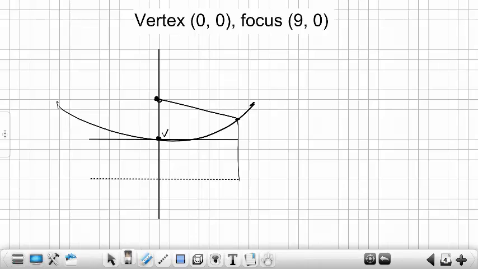Okay? Now I went too wide. Now I went too wide. Right? But it's going to be somewhere in between there. So by knowing where my focus and my directrix are, I can tell the farther my focus is away from my vertex, the wider that parabola is going to be. The closer my focus is to the directrix, to the vertex, the thinner my parabola is going to be. Okay? And that's what we're determining by doing that.